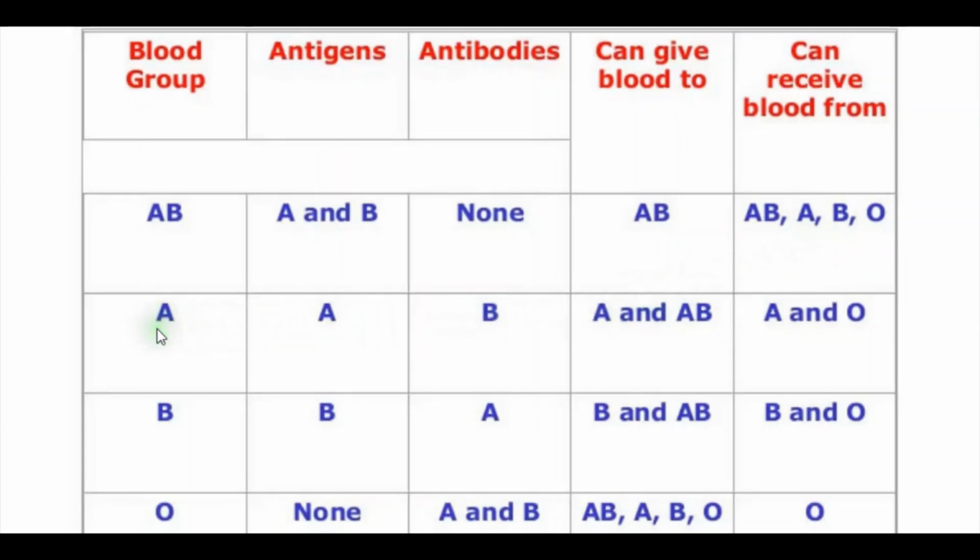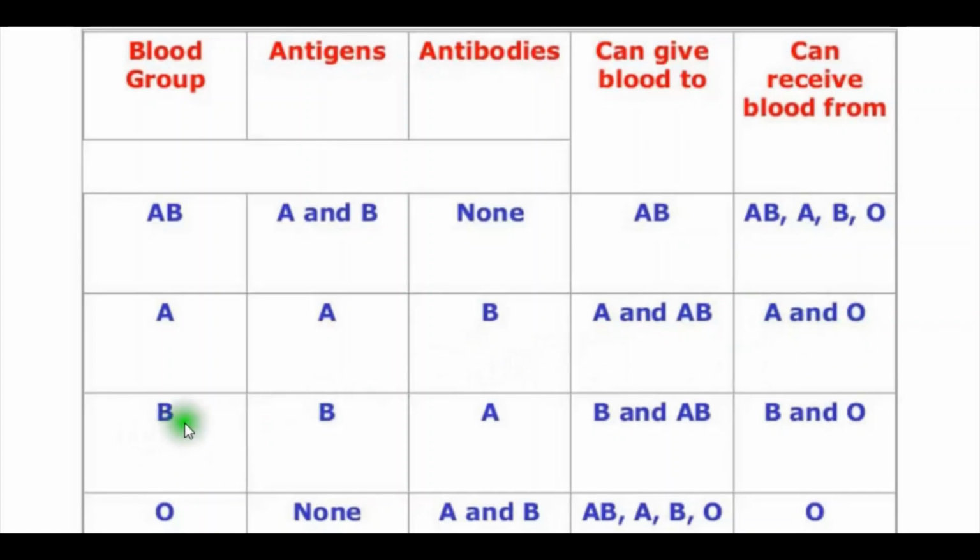Then the second one, A group. In A group, antigen A is present and antibody B is present. So they can give blood to A group and AB blood group persons. They can receive the blood from A group persons and O blood group persons. Only two, A and O.